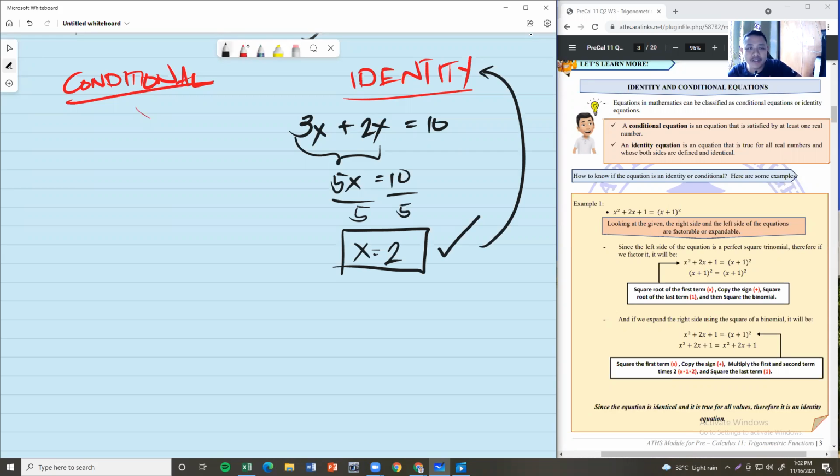Now, when we say conditional statement, this is an example. For example, we have x plus 4 squared is equal to x squared plus 8x plus 16. Can you solve for the value of x? Try to solve for the value of x. Type your answer in the chat box when you're done.